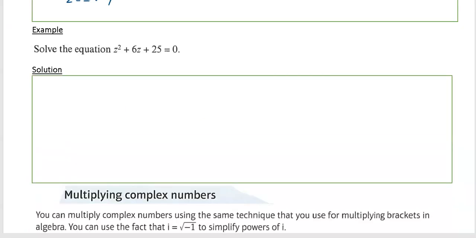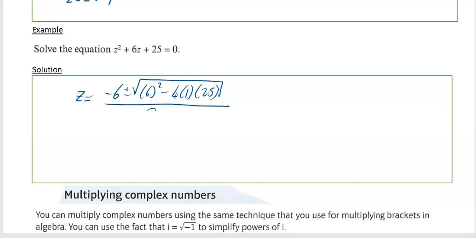This next example, if you got this, you could try and factorize and work it that way, but because it's complex, I have a fair idea it's not going to work. So I'm going to jump to my quadratic formula. So z is equal to minus 6 plus or minus the square root of 6 squared minus 4ac, so 4 times the 1 times the 25, all divided by 2a, which is just 2 in this case. Okay, that is a mess.